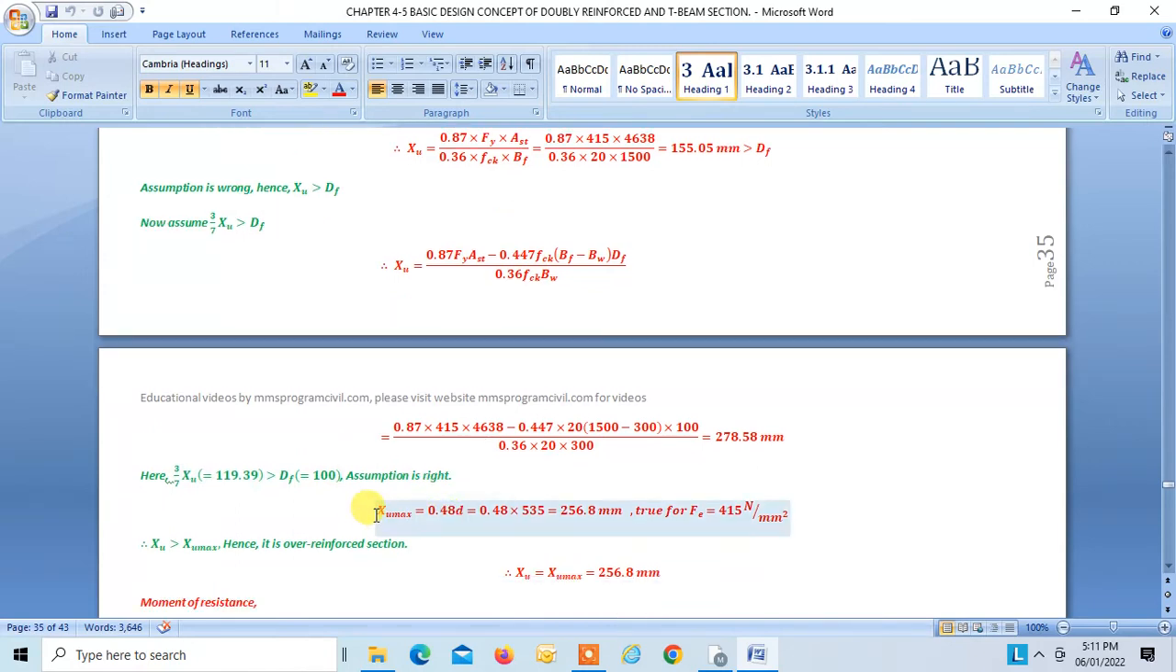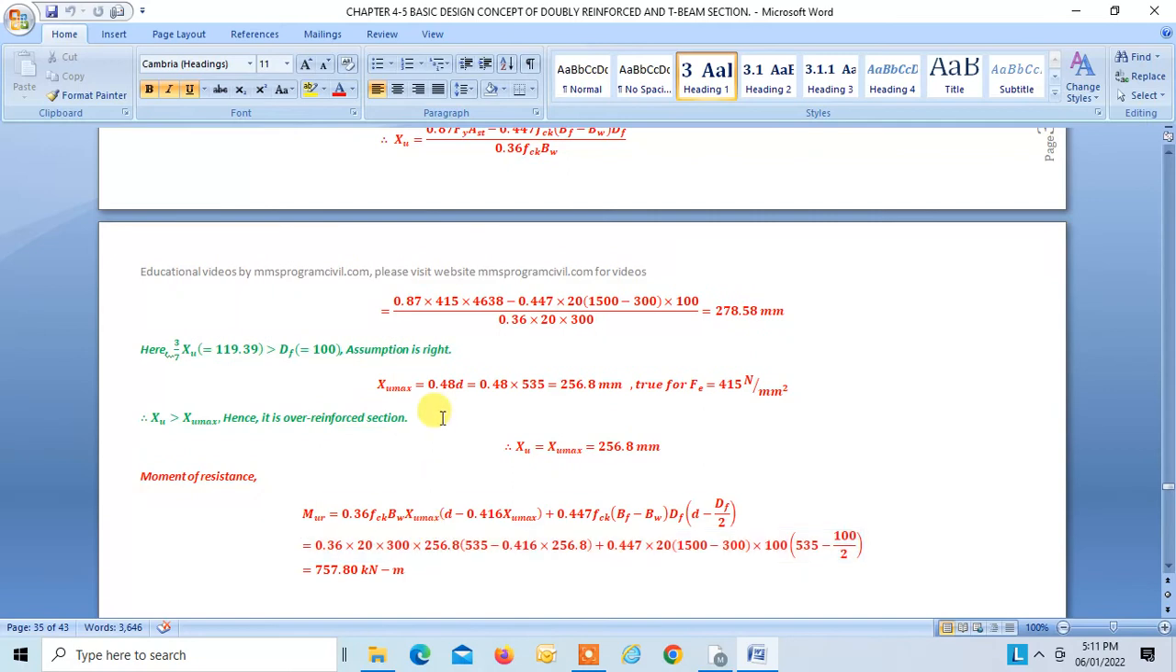Now check whether this is less than XU max. So XU max is 0.48D, that is equal to 256.8. So our XU is found to be greater than XU max. That means the section is over reinforced, which is not allowed, right? So either you will have to increase the depth of the T beam, or you will have to go for a doubly reinforced T beam section.